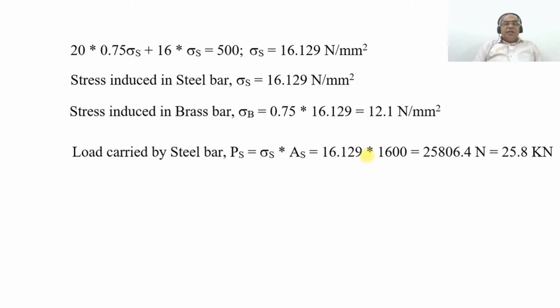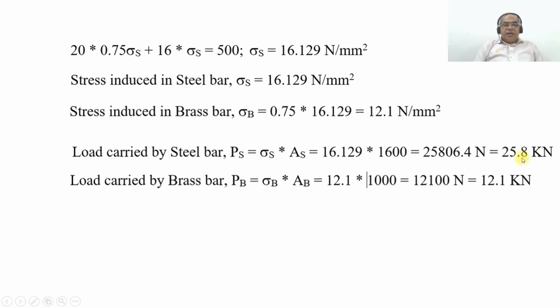So what is the load carried by the steel bar? The load carried by the steel bar, which is PS, will be equal to sigma S into AS. You know the value of sigma S is 16.129 and area of steel bar is 1600. On multiplication, you are going to get it as 25,806.4 Newton. So which is nothing but 25.8 kilonewton.